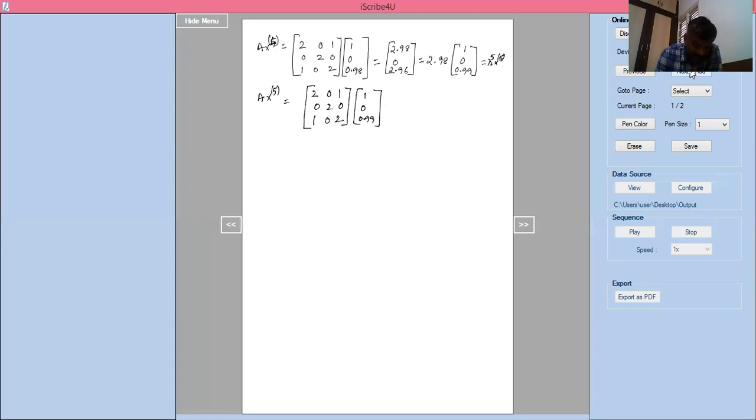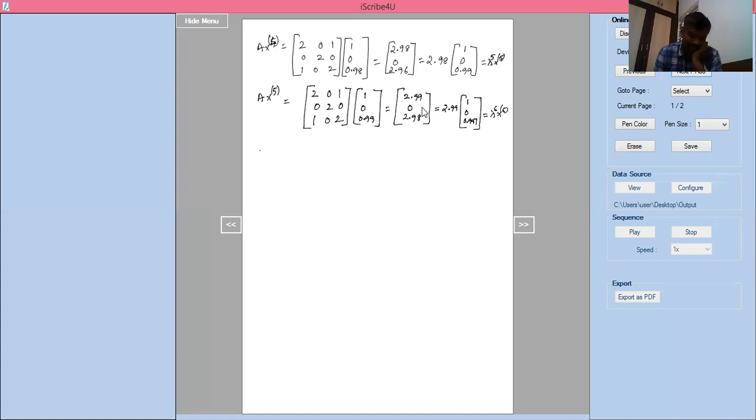Now x power 5 is 0.99. If you multiply this, you will get 2.99, 0, 2.98. Multiply: 2 into 1 is 2 plus 0 into 0, plus 1 into 0.99. If you add, you get 2.99. If I take 2.99 outside, I will get 1, 0, 0.997. This is lambda power 6 into x power 6.